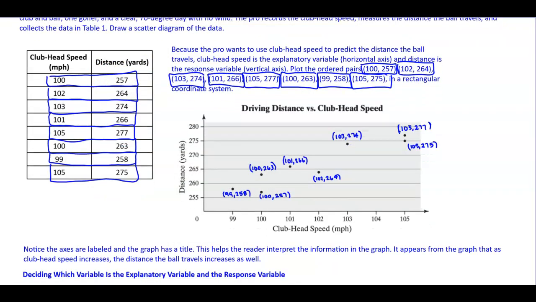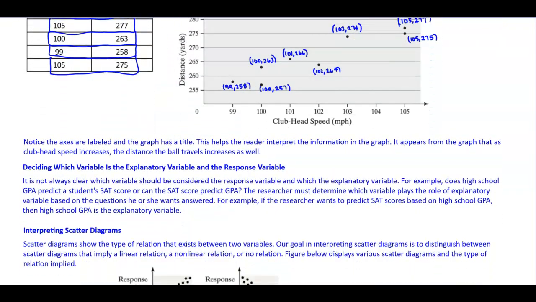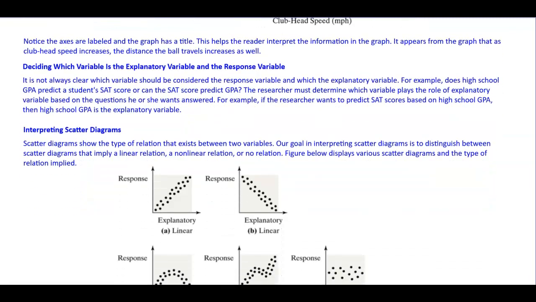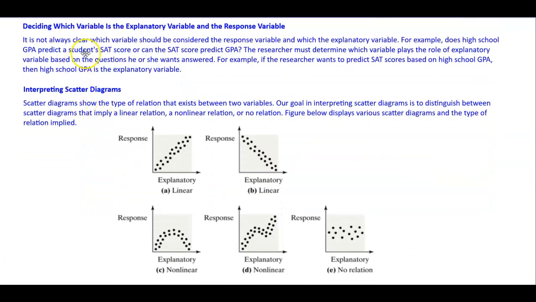Okay, now let's go a little further. Now we have to decide which variable is the explanatory variable and the response variable. It is not always clear which variable should be considered the response variable and which the explanatory variable. For example, does high school GPA predict a student's SAT score, or can the SAT score predict GPA? The researcher must determine which variable plays the role of explanatory variable based on the questions he or she wants answered. So for example, if the researcher wants to predict SAT scores based on high school GPA, then high school GPA is the explanatory variable.